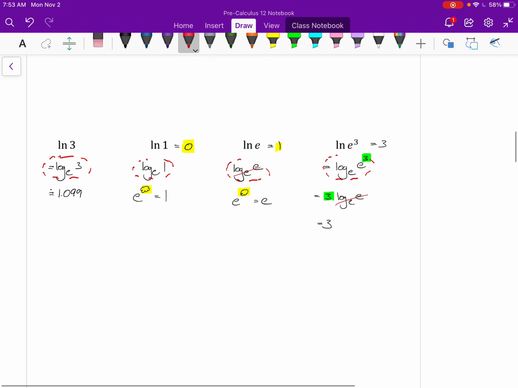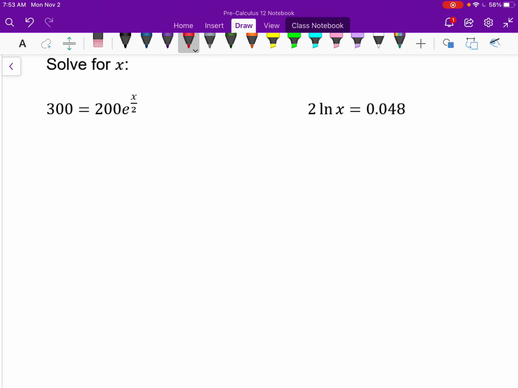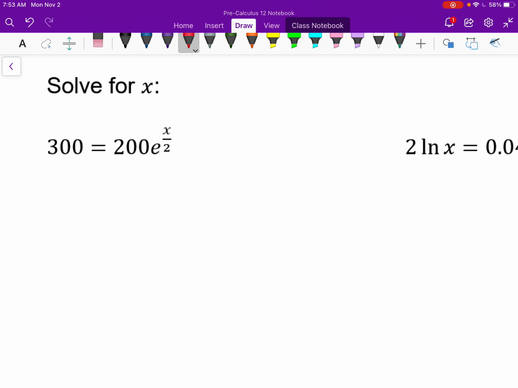And so now let's work with it. Let's solve an exponential equation and a logarithm equation, both dealing with e or log base e. So let's look at this exponential equation. I want to solve for x. Okay, x is in the exponent with a base of e. First thing I want to do is divide both sides by 200. Just get 1.5 equals e to the x over 2.